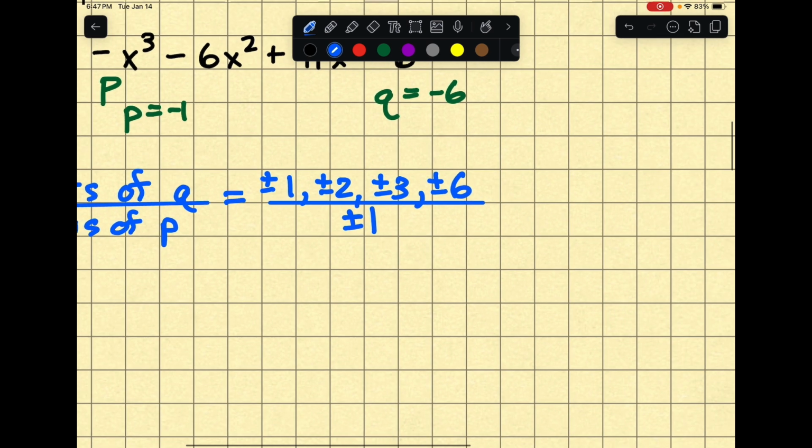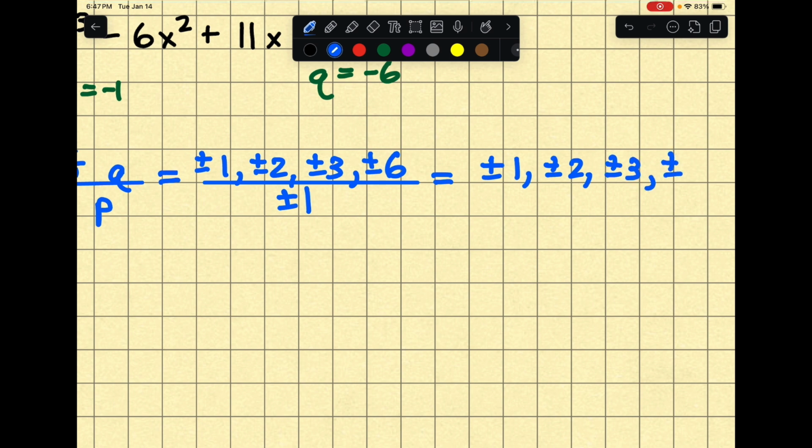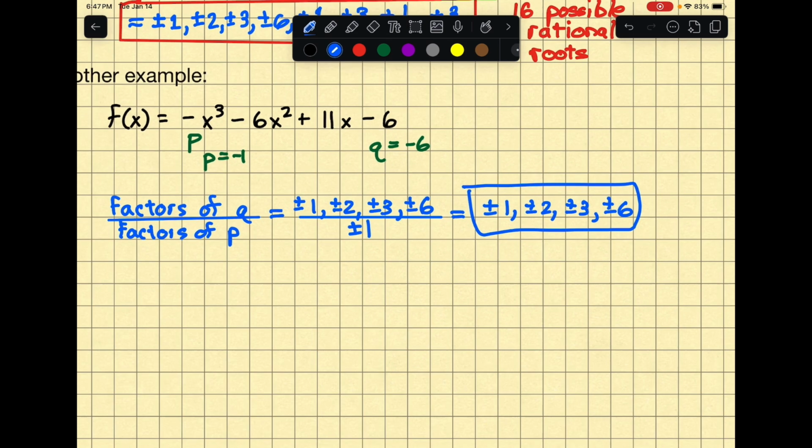And so what that means is when we go to expand this, all we're doing is dividing everything by 1. So everything just stays what it is from the numerator, meaning our possible rational roots are plus or minus 1, plus or minus 2, plus or minus 3, and plus or minus 6. And that's the answer. So 8 possible rational roots, all of them integers, which is kind of nice.